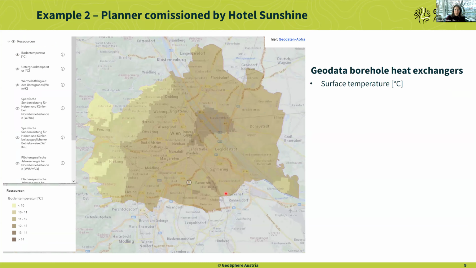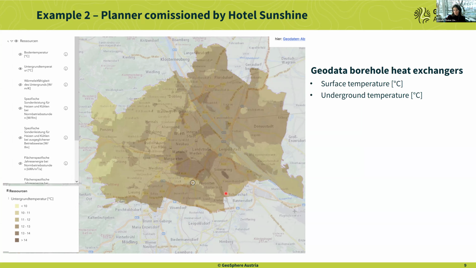And again, we have a couple of geological data sets that are indicators for the resources for borehole heat exchangers. Starting with the surface temperature, land surface temperature. This was taken by a European-wide published data set. They derived the data from satellite information. Taking the surface temperature into account and also groundwater temperature, we calculated the underground temperature.